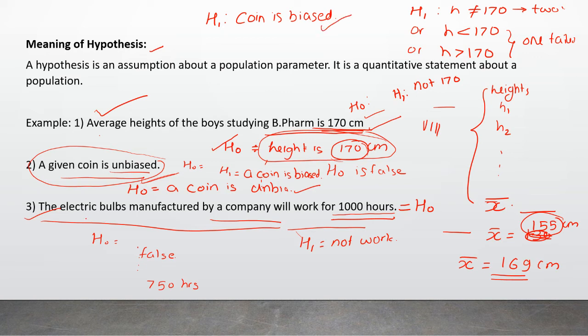Now similarly, the electric bulb manufactured by a company will work for 1000 hours. Again my H1 can be will work for not equal to 1000 hours, will work for less than 1000 hours, or will work for more than 1000 hours. Anything is possible.